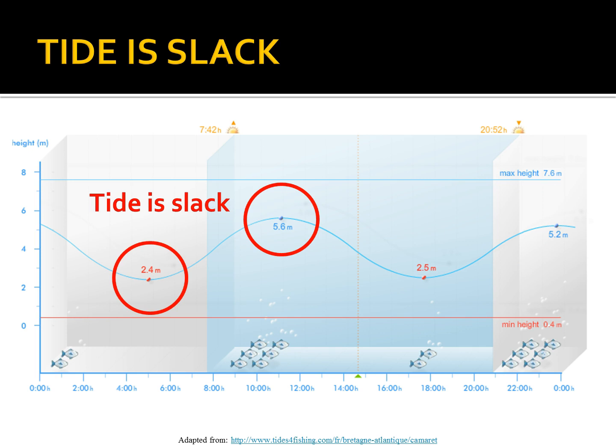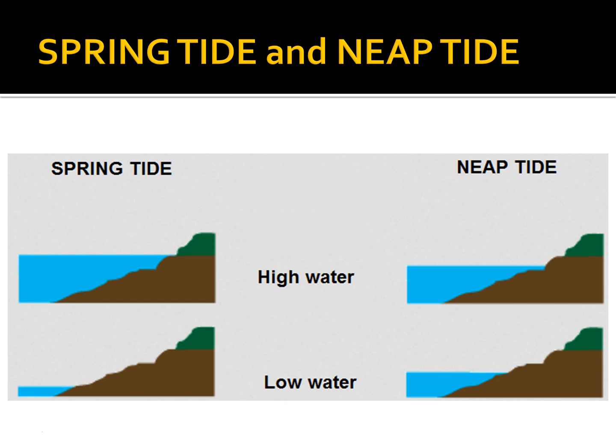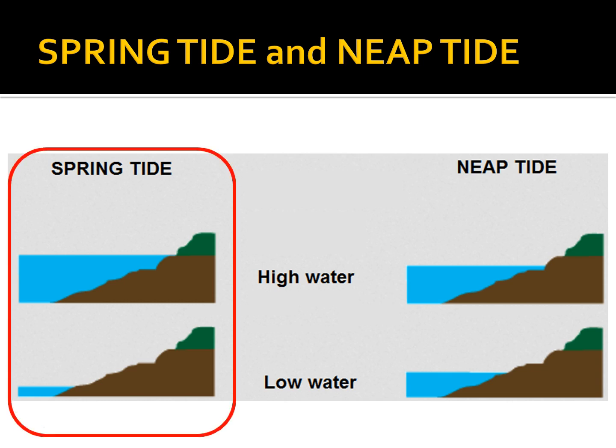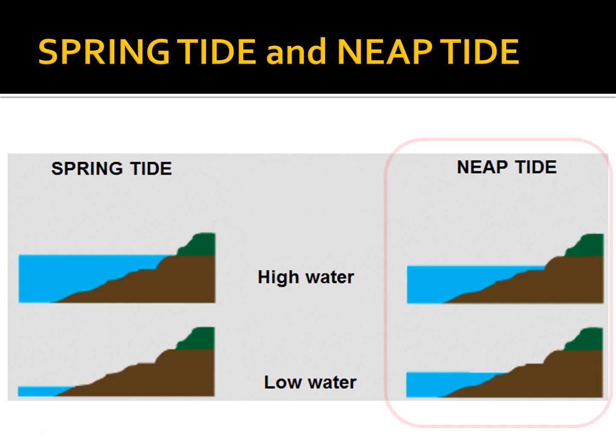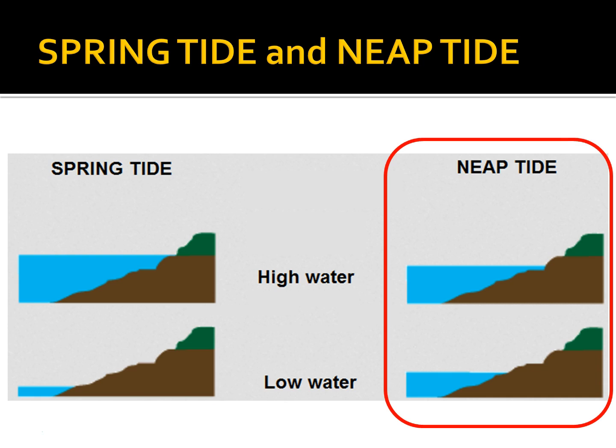When the tidal coefficient is high, the difference between high water and low water will be bigger. This is called a spring tide. On the contrary, when the difference between high water and low water is small, this is called a neap tide.